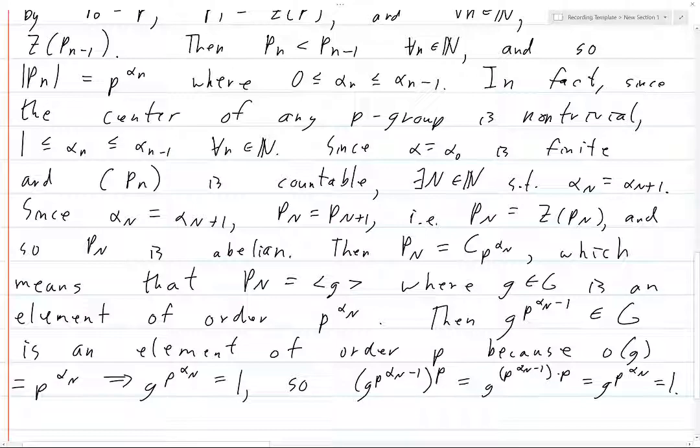So hence, G has an element of order p. And yeah, there we go. This is what we wanted to prove.